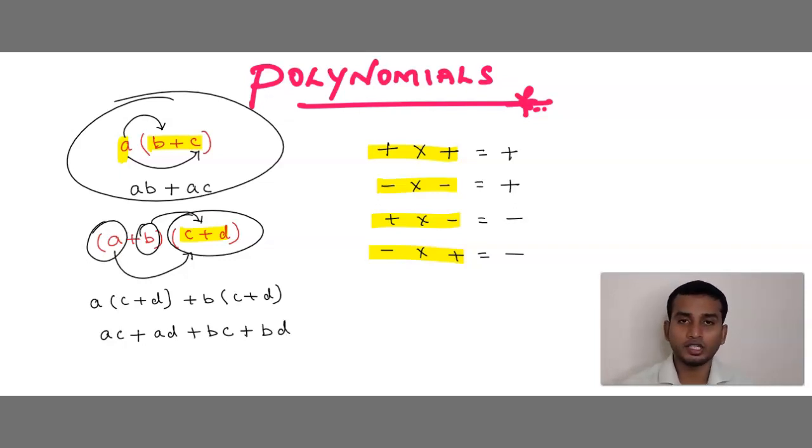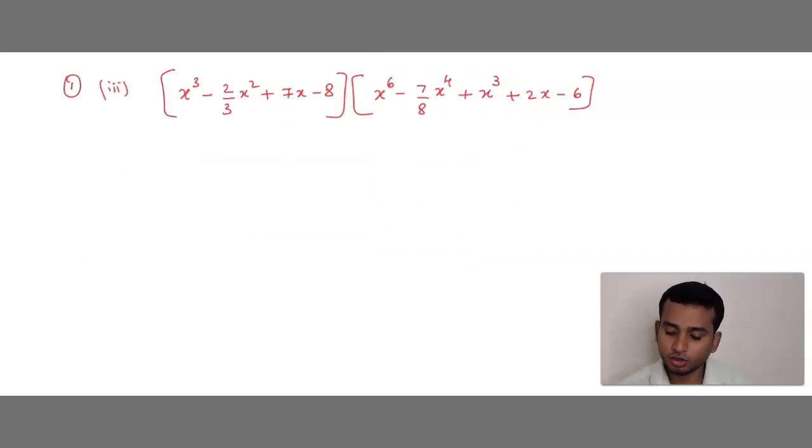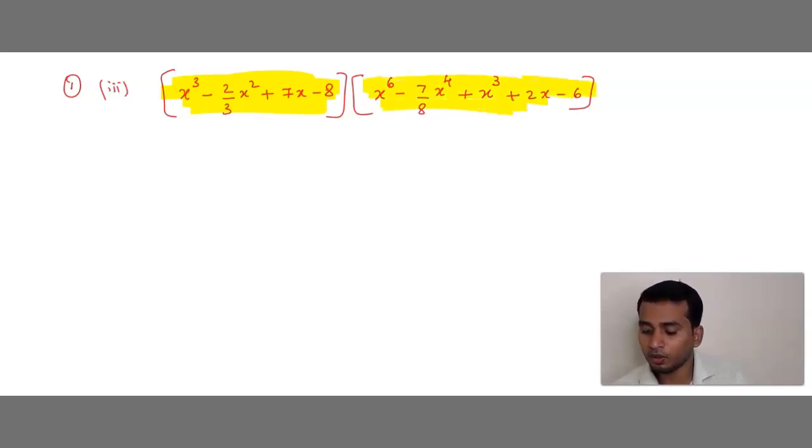Now we solve question number 1, option 3. Say children, in this question number 1, option 3, x cube minus 2 by 3 x square plus 7x minus 8, this complete term is one term. Remember, this complete term is one term. Again, this complete term we have to multiply with x to the power of 6 minus 7 by 8 x to the power 4 plus x cube plus 2x minus 6.